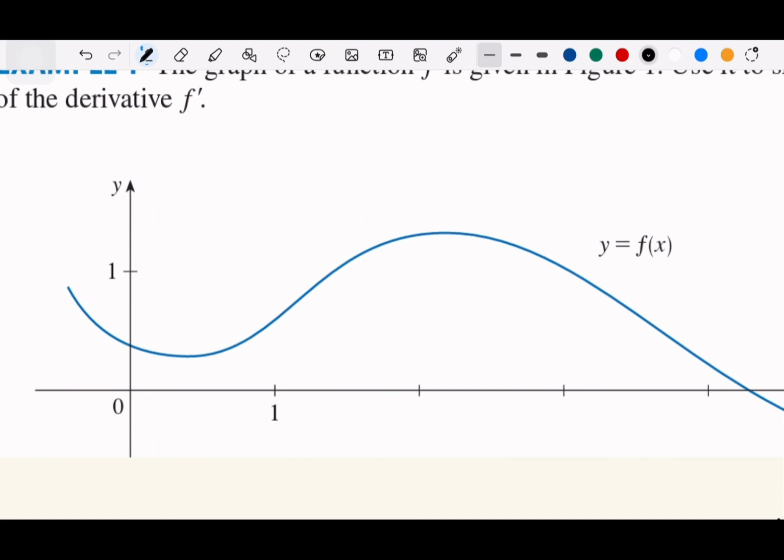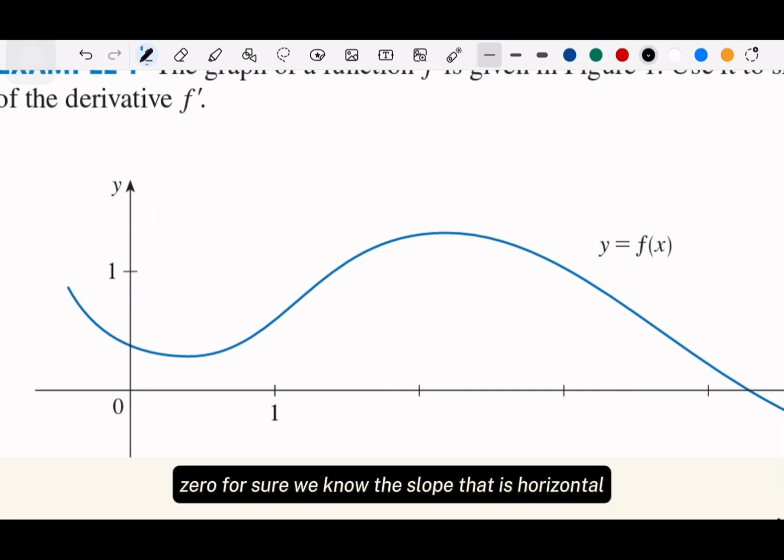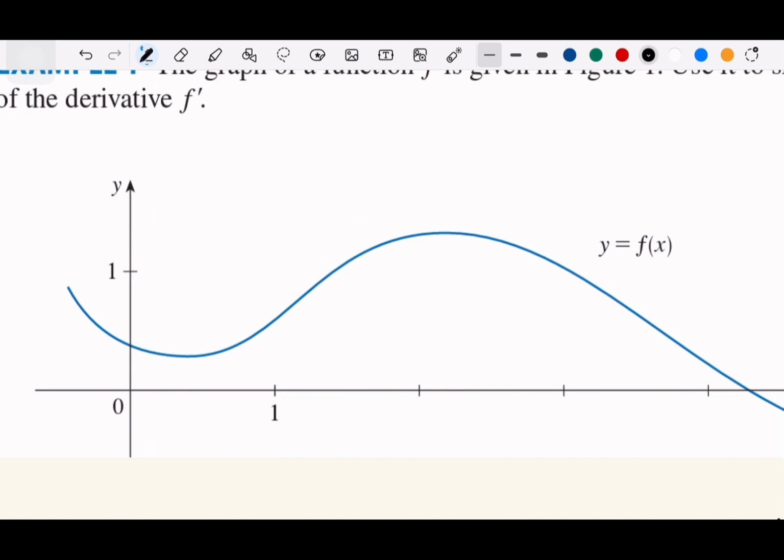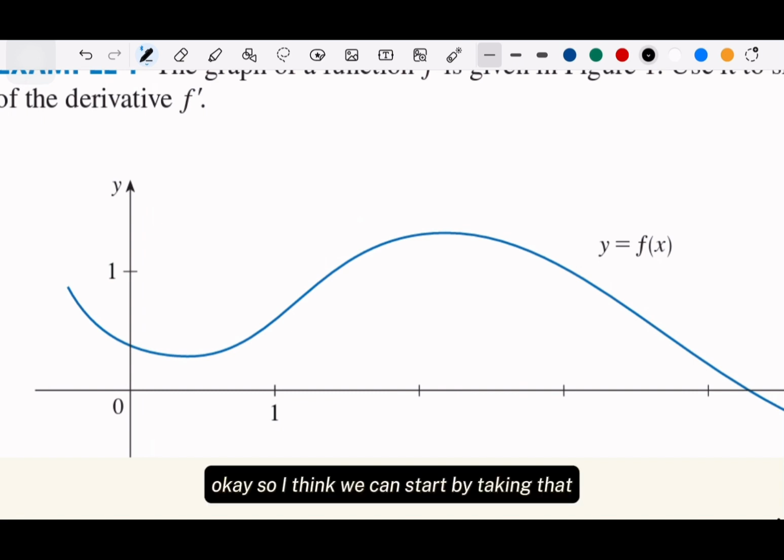Negative? And is it? When it's changing from... Yes, and what is that? Yeah, the slope is equal to... Yeah, that's the definition of slope, but going to 0. Okay. For sure we know the slope that is horizontal, right? Which is equal to 0. Okay? So I think we can start by taking that.